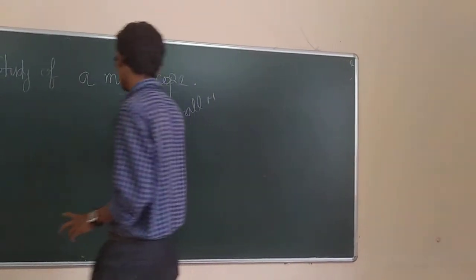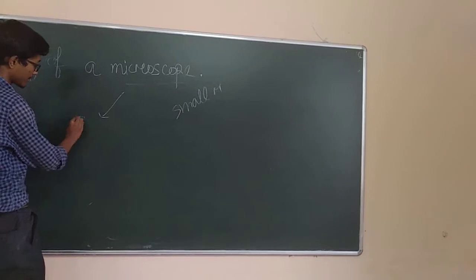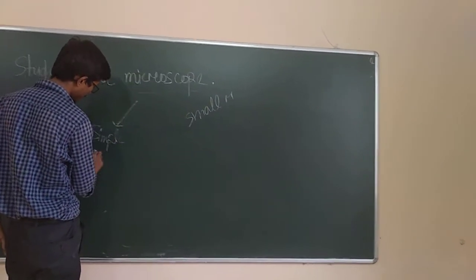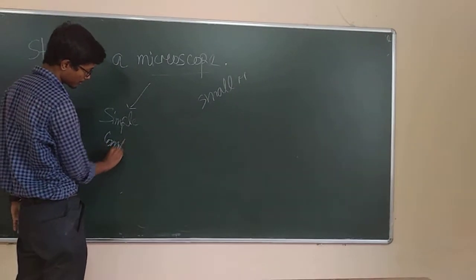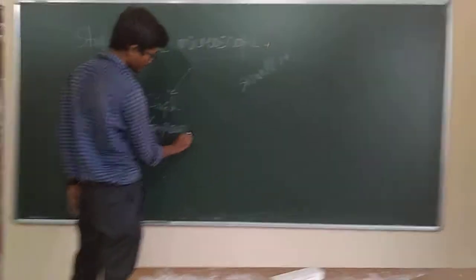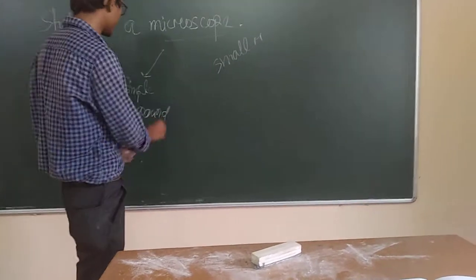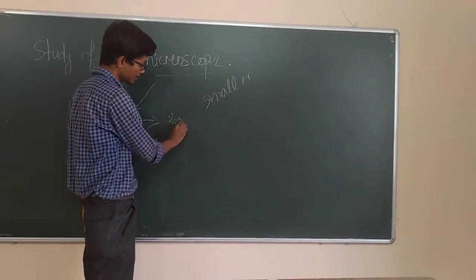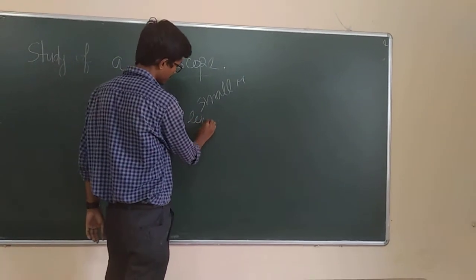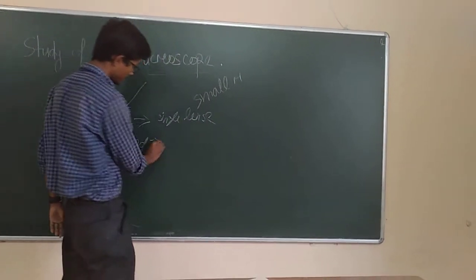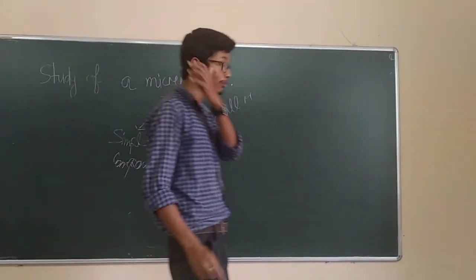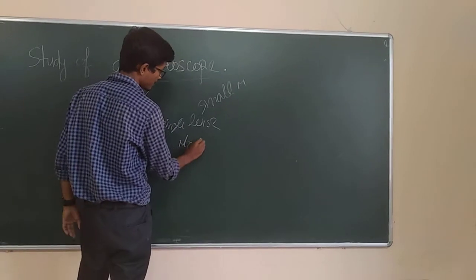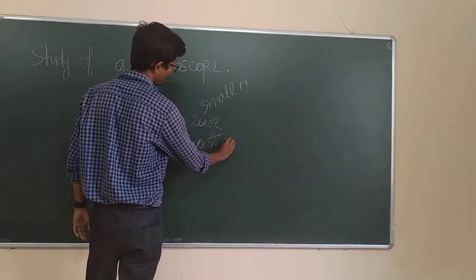So there are different kinds of microscopes, like simple microscope and compound microscope. Simple microscope will contain only one single lens, and compound microscope contains more than one lens.